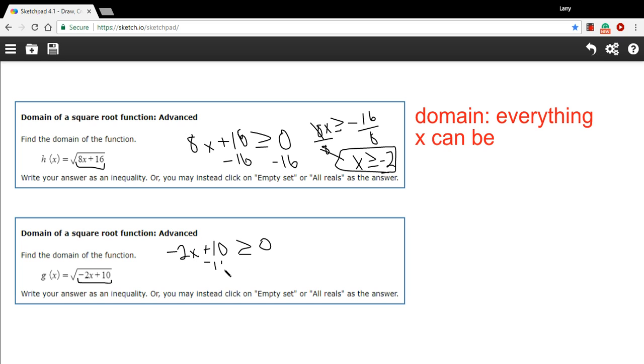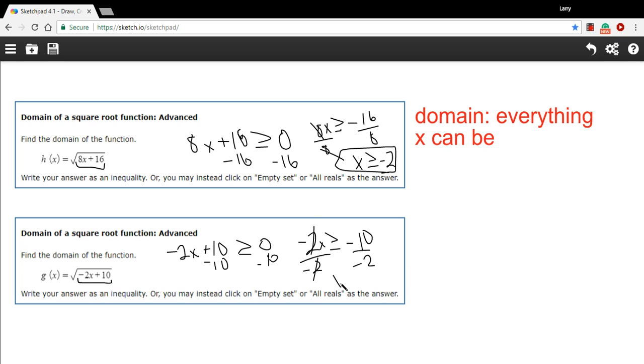So first I subtract 10 from both sides, and I get negative 2x is greater than or equal to negative 10. And now to solve for x, I need to divide by a negative 2. And this is where a rule crops up with inequalities. And maybe you remember, but if you multiply or divide by a negative number, you have to flip the inequality sign. So I can divide both sides by negative 2 here.